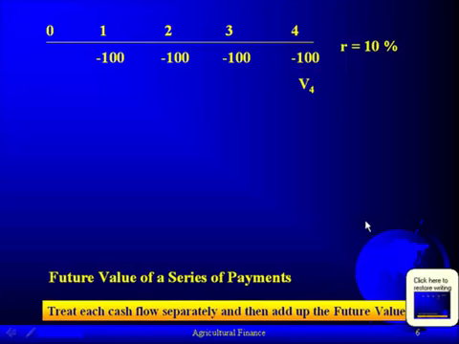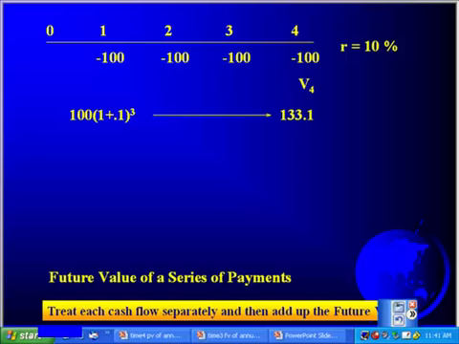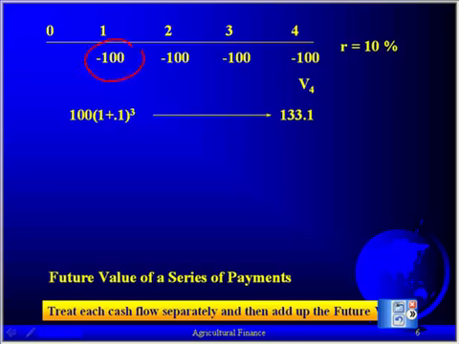We first start with the first $100. Now there's something that's actually quite easy to recognize because we're looking at this $100 that we get at the end of the first period, and we're going to compound it to the fourth period. How many periods does that compound? Do we have interest? We have 1, 2, 3. So it shouldn't surprise us then that we're going to compound that for 3 periods.